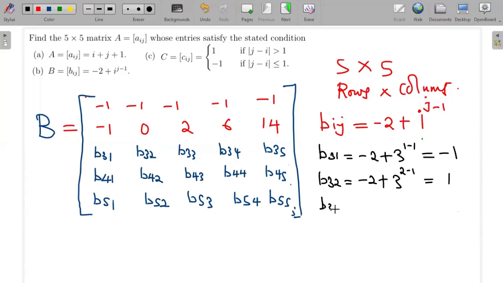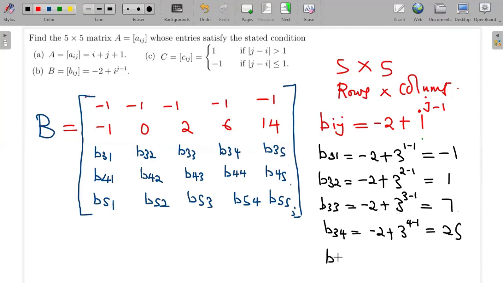And then B33 will be equal to minus 2 plus 3 to the power 3 minus 1. So 3 minus 1 is 2. 3 to the power 2 is 9. So 9 plus minus 2 will be positive 7. And then B34 will be equal to minus 2 plus 3 to the power 4 minus 1. 4 minus 1 is 3. 3 to the power 3 is 27. 27 plus minus 2 will be 25.